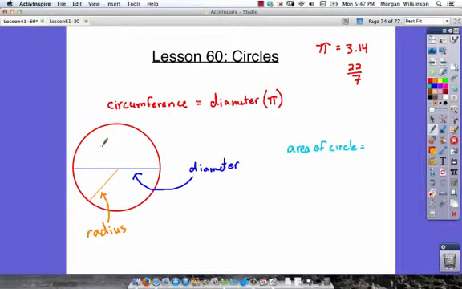Now this isn't like a square or a rectangle where they'll fit perfectly. Sometimes we'll have a square unit that might fall like this, and we'd only have part of this square inside our circle. In order to figure out how many units will fit inside of this, we say area of a circle is going to be equal to pi times the radius squared.